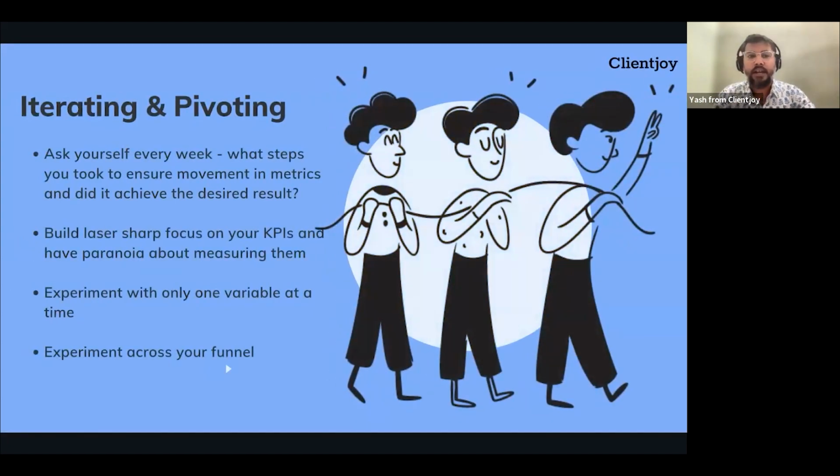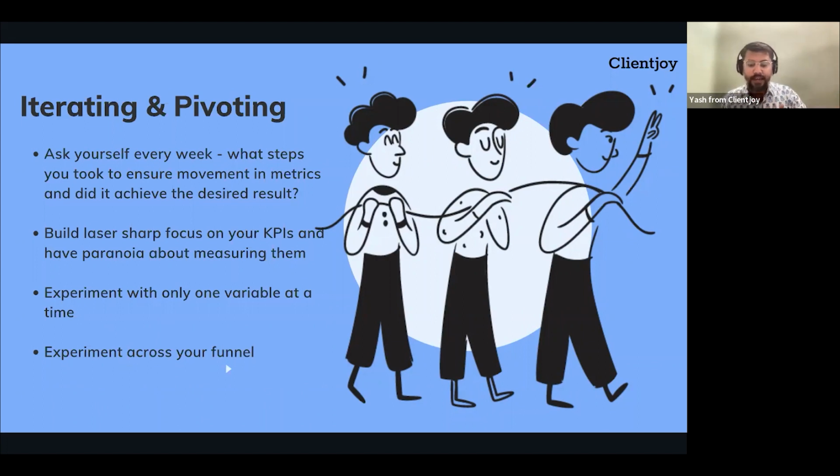A little on iterating and pivoting. So here's what we used to do. Ask ourselves every week, what steps did we take this week that ensured some amount of movement in the metrics that we were measuring? And did it achieve the desired result, right? So a lot of times what ends up happening is that your day is not driven by you. Your day is driven by your commitments. And so you have some investor calls, you have some meetings, you're recruiting or building your team or whatever the case may be.